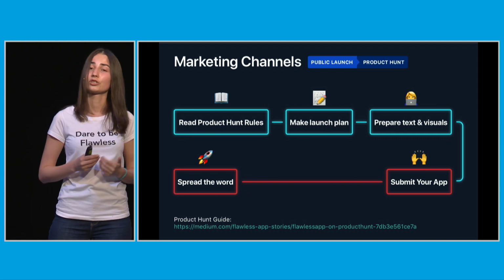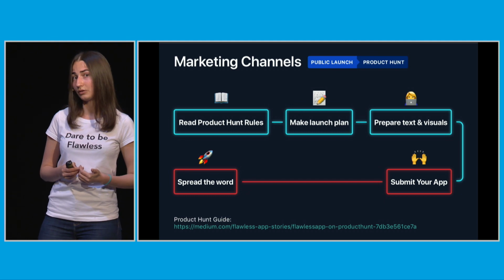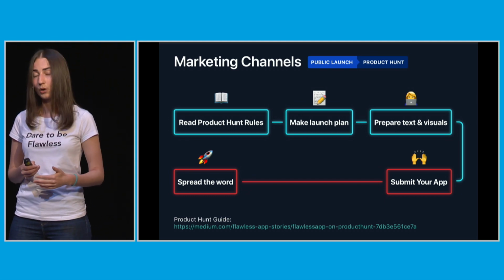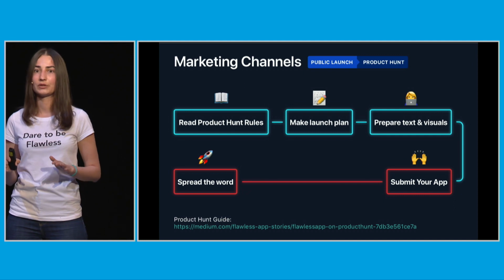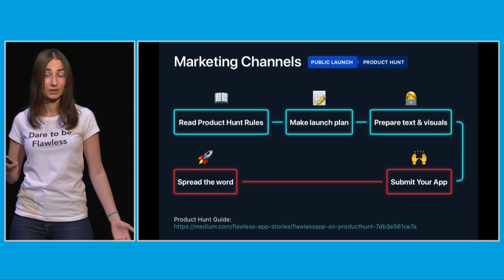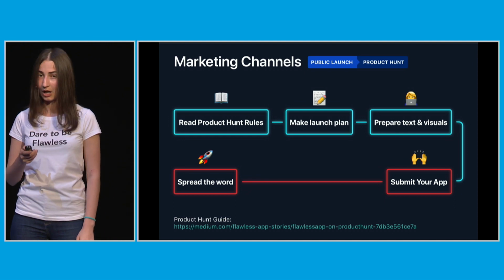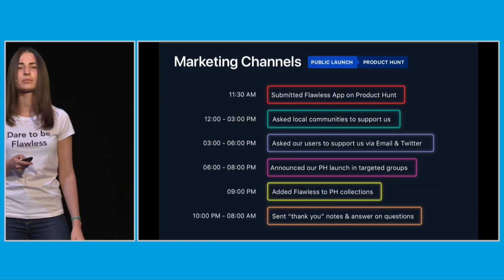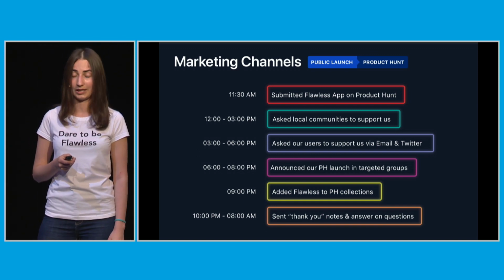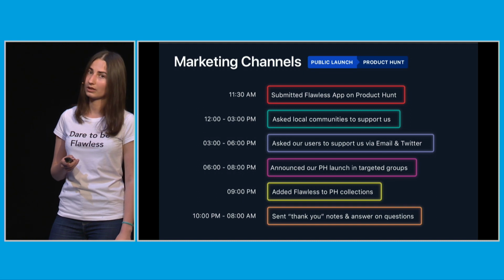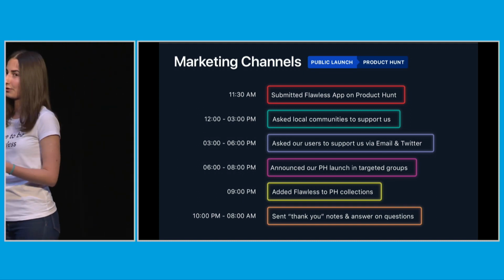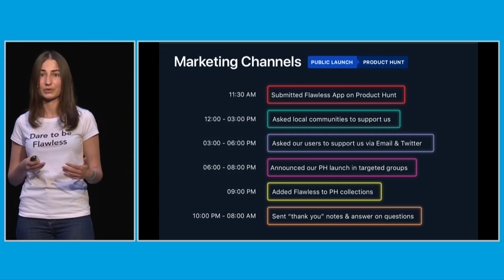Also, when you share your launch on Product Hunt, you need to have promo visuals and marketing text again. When everything is ready, you submit your app by yourself or via a Hunter. And you promote your launch. How does it look for us? We submitted Flawless App a bit late, at 1:30 San Francisco time. Then we asked the local community to support us. It was as simple as just a Facebook post, hey, we want Product Hunt, please show us some love.